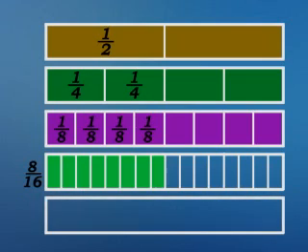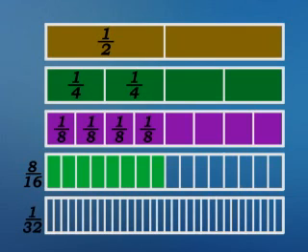If we take the same block and divide it into 32 equal parts, like this, how many 32nds are the same as 1/2? Can you work it out? 16. 16 32nds are the same as 8/16, as 4/8, and as 2 quarters. They're all the same as 1/2.